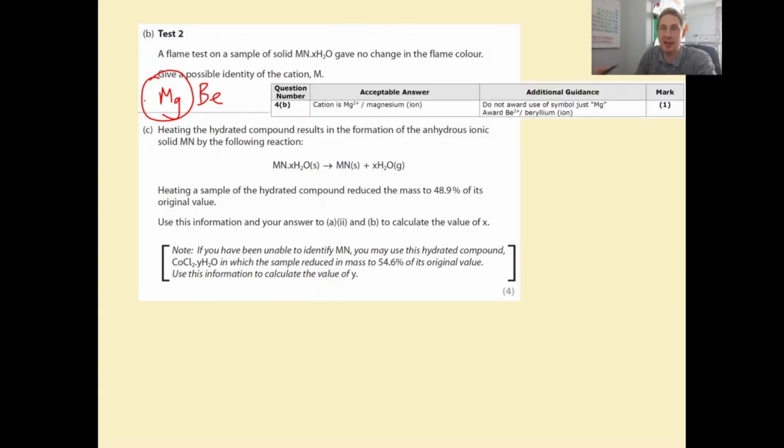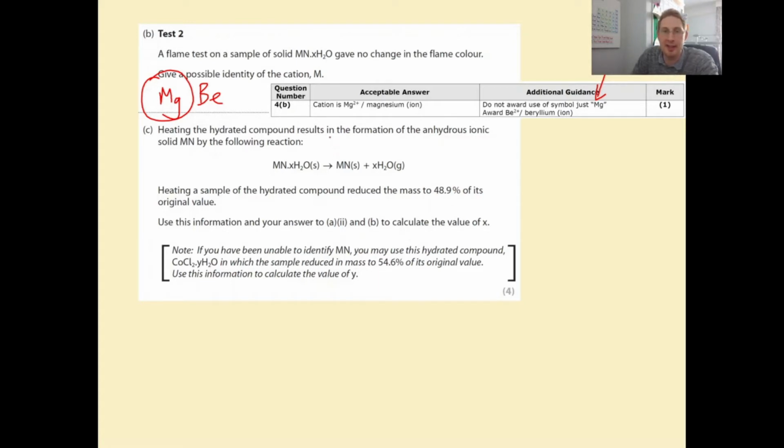So it would have expected magnesium, cation is Mg2+, or the magnesium ion. Do not award use of the symbol or just Mg as I just did. It wants the cation, so it wants Mg2+. Heating the hydrated compound results in the formation of the anhydrous ionic solid M N by the following reaction. Heating a sample of the hydrated compound reduced the mass to 48.9% of its original value. What is the formula of X?